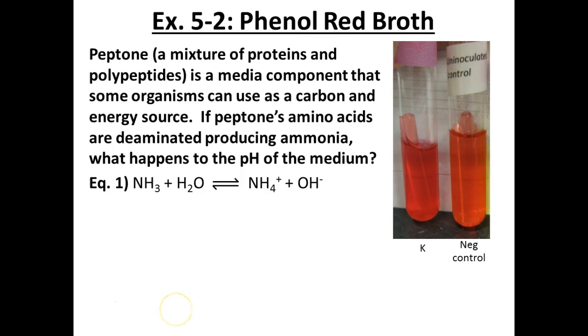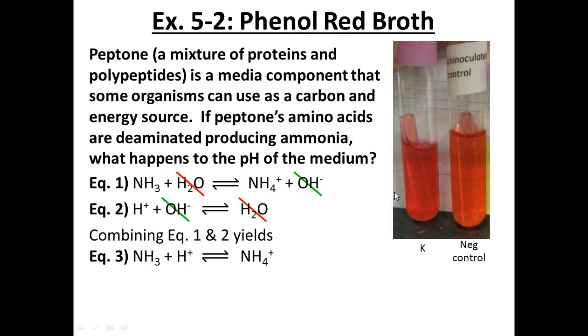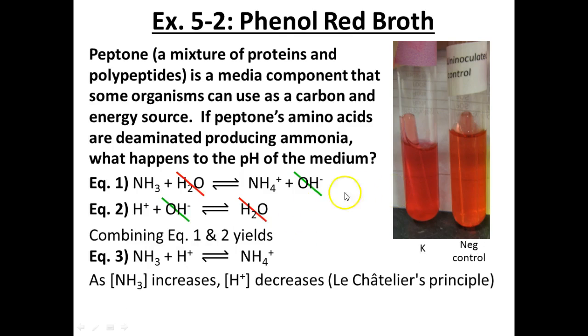Okay, so peptone, which is a mixture of proteins and polypeptides, basically amino acids, are a component in the media. And some of the bacteria will deaminate that protein source and produce ammonia. Ammonia is going to raise the pH, right? And so hence we get the decrease in hydrogen ions, and you get that color change to that pinkish color.